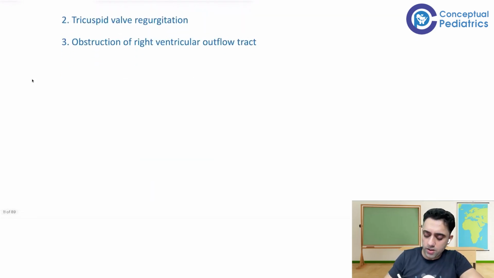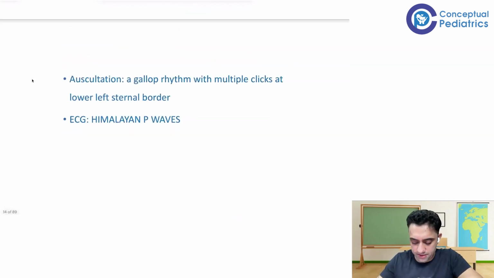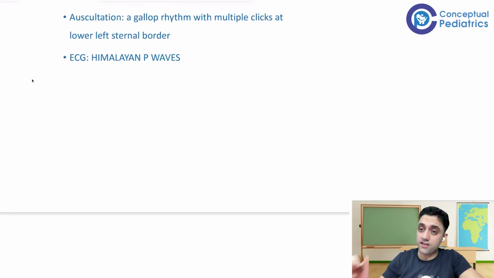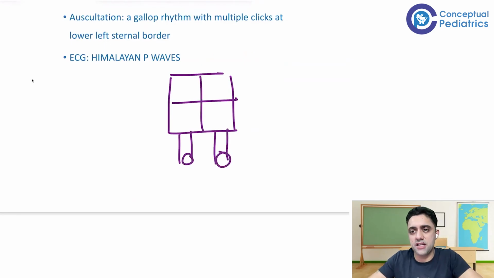Second important point, obstruction of the right ventricular outflow tract, because the blood from the right ventricle is not able to go out to the pulmonary artery. That is one basic thing to appreciate for exam purposes. Achha, one more question they ask in the exam regarding this: what is the ECG finding of Epstein anomaly?